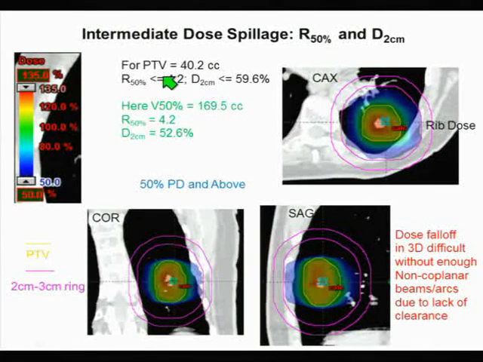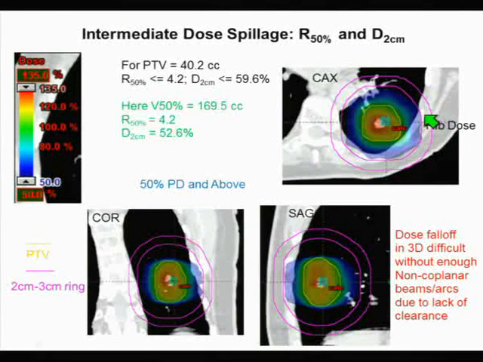So here at this point, the PTV is 40.2 cc. According to the protocol, R50 should be less than 4.2, and D2CM should be less than 59.6%. So you have this 2 cm ring here. You can actually touch this a little bit. So what I got is my R50 is 4.2, which is just to meet the criteria. And D2CM, I get 52.6, which beats this criteria.